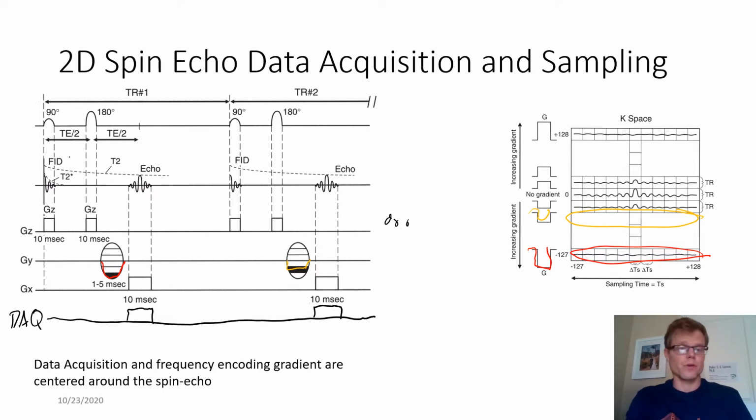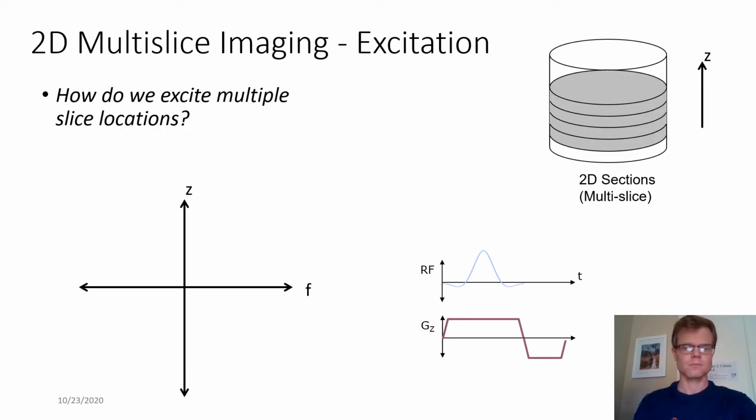We should note for all the drawings here that in the spin echo pulse sequence, the data acquisition and the frequency encoding gradient are always centered around the spin echo time. So this is shown in this drawing. If we draw a line down here from the spin echo time, it's going to go right down the middle of our frequency encoding gradient and our data acquisition.